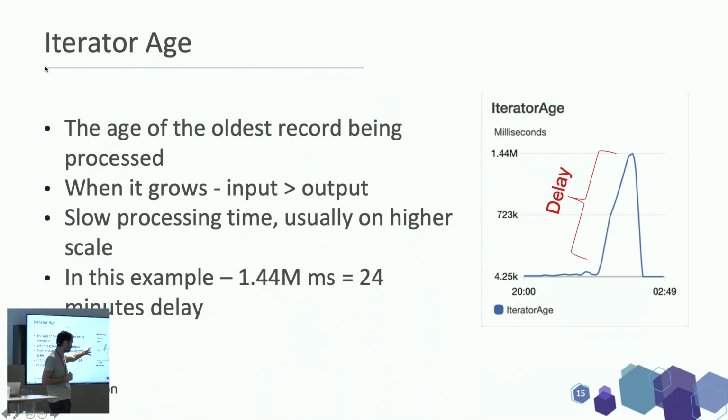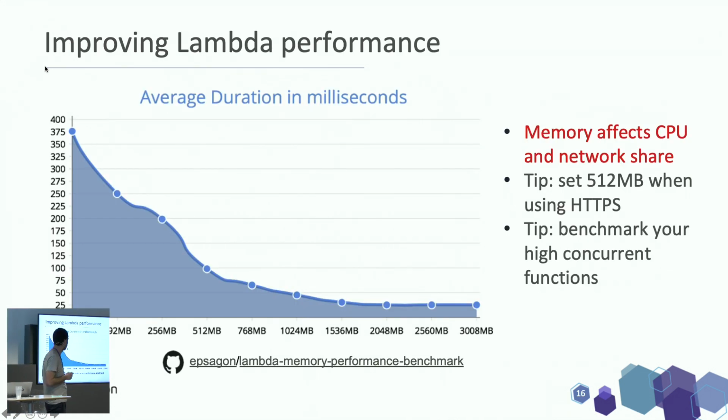In this example, by the way, this is real from Epsagon. We had such an issue. We had a lot of issues almost for every software, but it got up to the point of 1.4 million milliseconds, which in other words translates into a 24 minute delay, which is a lot. It's not good. It means that people can't see their updated information.